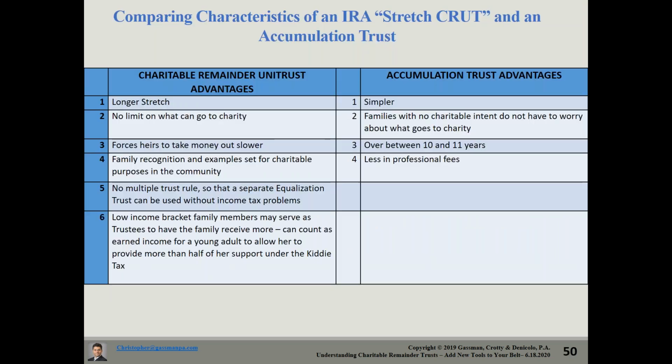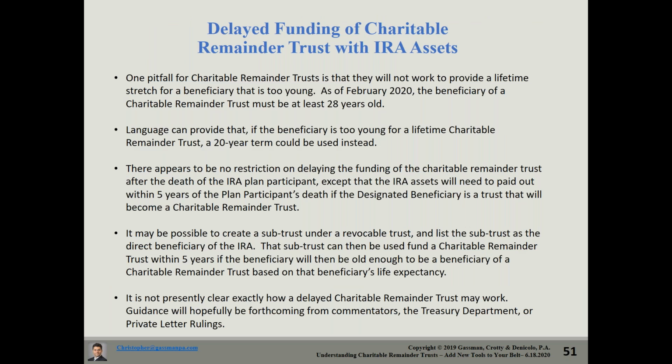The next slide shows just the advantages and disadvantages that I've mentioned as to the different types of trusts here, whether we use a charitable remainder trust or a unit trust to receive the IRA benefits. And then one other note to point out with respect to a charitable remainder trust in the context of IRA assets: if the beneficiary is under the age of 28, they're not going to qualify for a lifetime charitable remainder trust, so you can use a 20-year term.